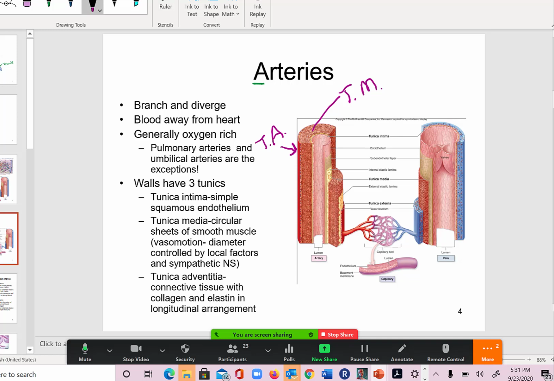The more internal layer shown here, highlighted next to the yellow, but in pink, is the tunica intima.